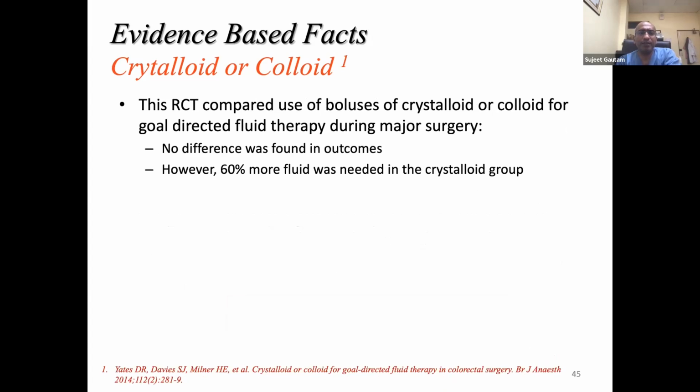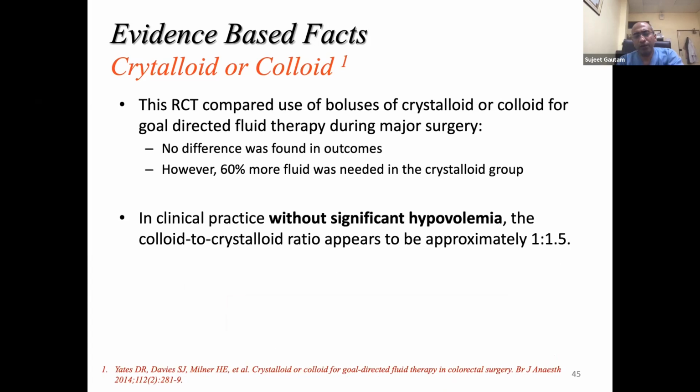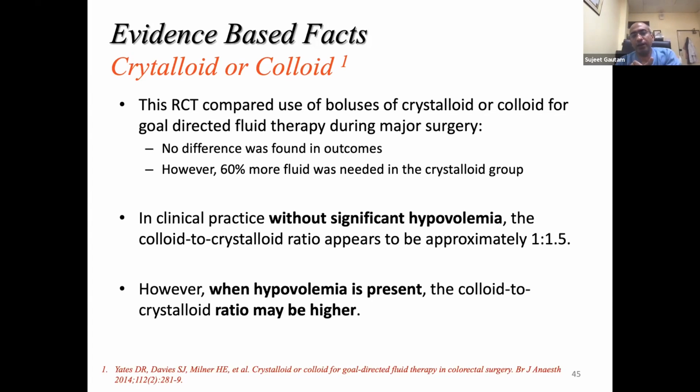This RCT compared the use of boluses of crystalloid or colloid for goal-directed fluid therapy during major surgery, and no difference was found in outcomes. However, 60% more fluid was needed in the crystalloid group. In clinical practice, it has been seen that if there is no hypovolemia, when only crystalloid is used versus crystalloid plus colloid, the ratio appears to be approximately 1 to 1.5. And this ratio rises when hypovolemia is present; that is, in the setting of hypovolemia, crystalloid is required in a much higher ratio.